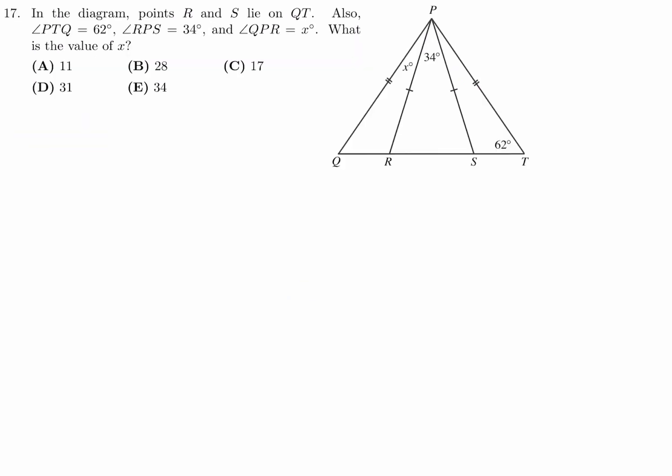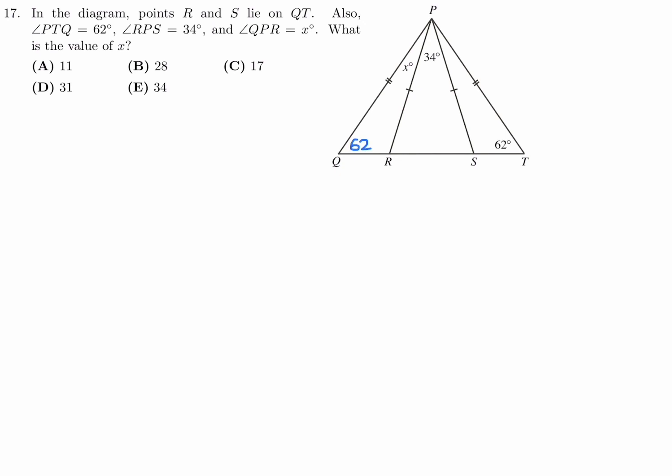In the diagram, points R and S lie on QT. Also, PTQ is 62, RPS is 34, QPR is X. What is the value of X? A few different approaches to this question. I'll just do both, I guess. The first is to recognize that this is isosceles, right? That's what those two symbols mean. So if this is 62, then this is 62.